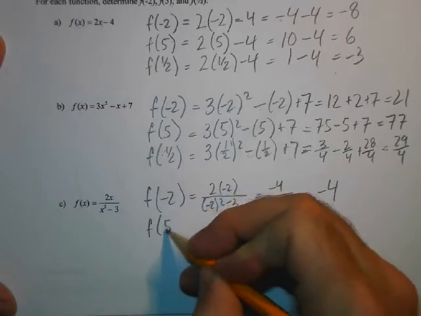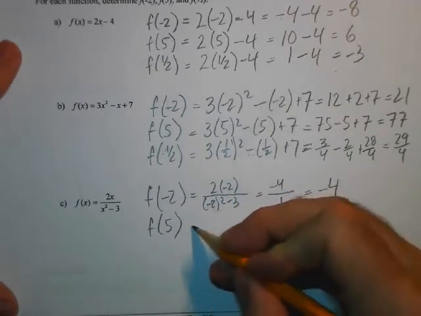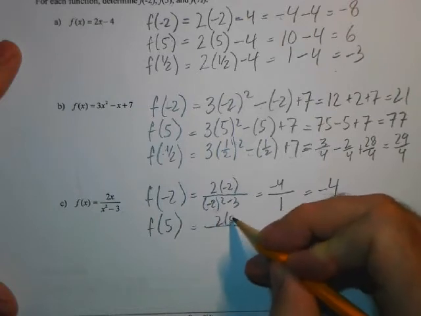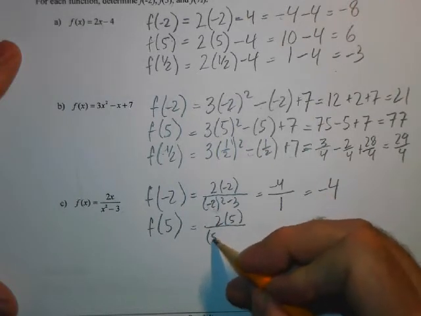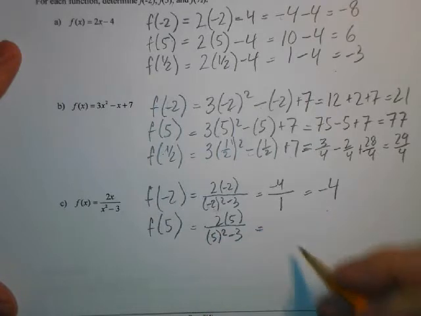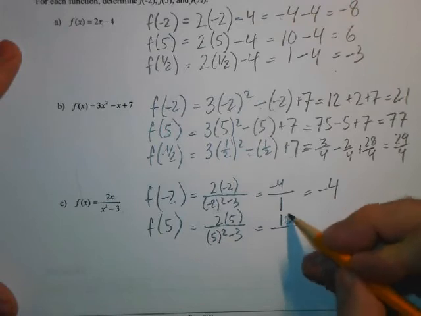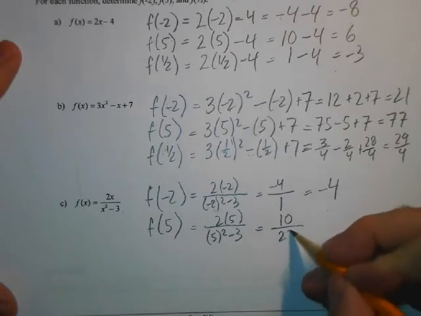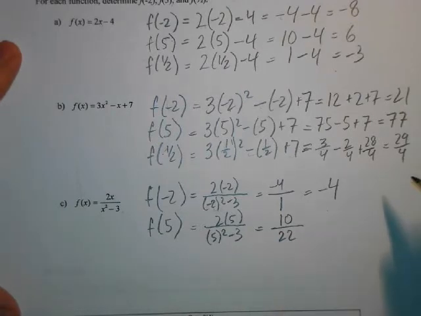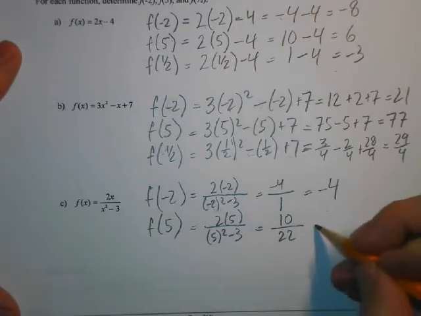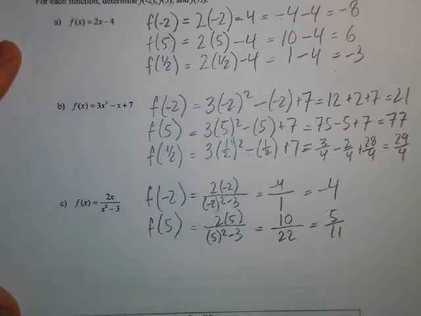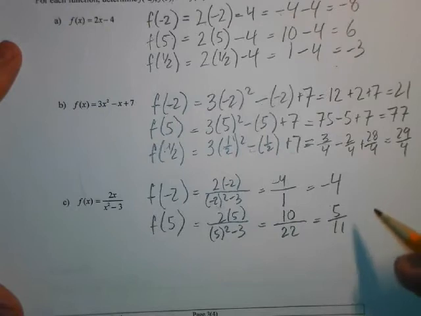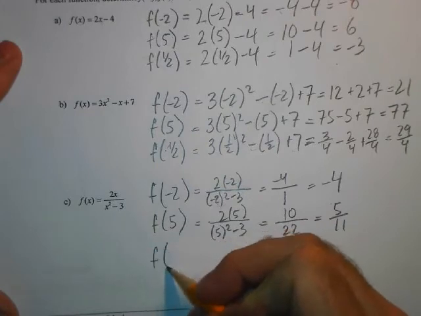And then if we change the input to 5, I've got 2 times 5 over 5 squared minus 3. 2 times 5 on the numerator, that's 10. On the bottom, I've got 25 minus 3, which is 22. And I can reduce this to 5/11. Leave it as a fraction because the decimal goes on forever.